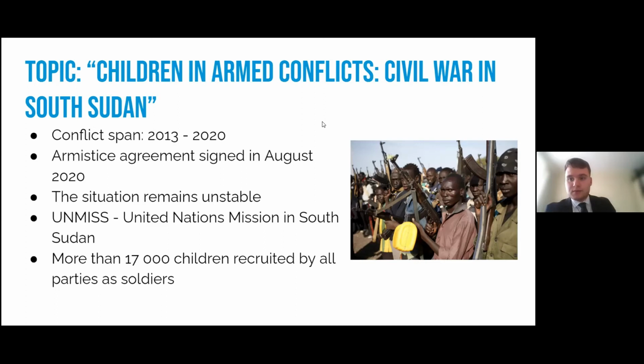The main reason for the conflict is a local power struggle that emerged from largely President Salva Kiir's authority and his policies, as well as discontent between the military and the ruling regime. But in our context, the most important thing is that there have been more than 17,000 children recruited by all parties as soldiers. And compared to conflicts in other regions, this is a staggering number.